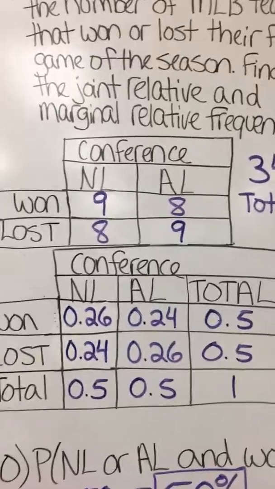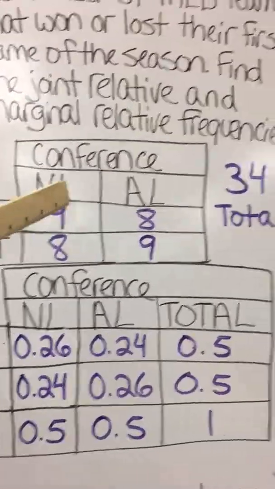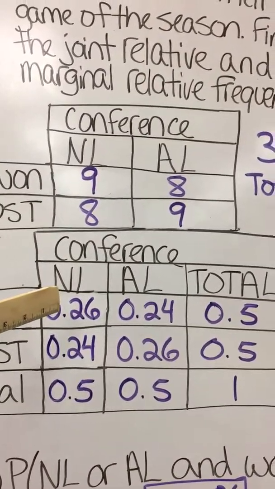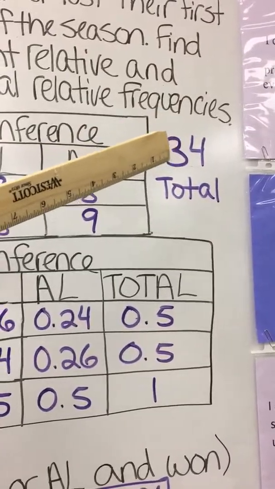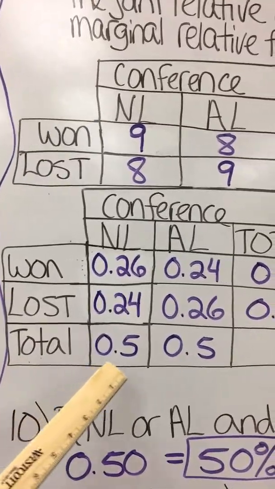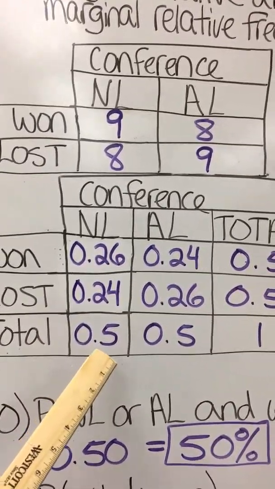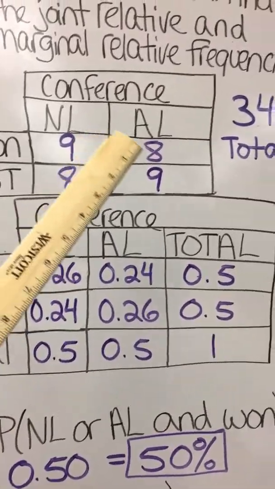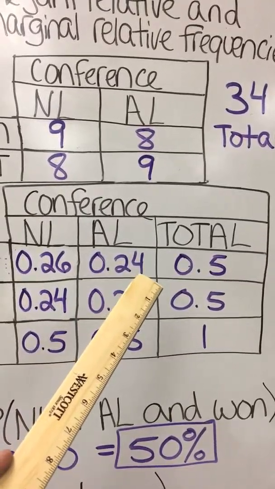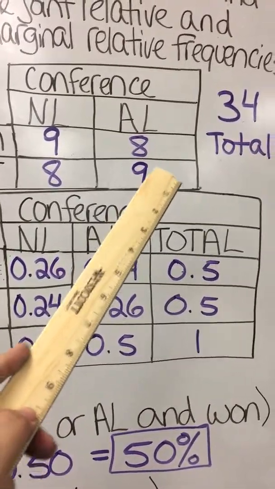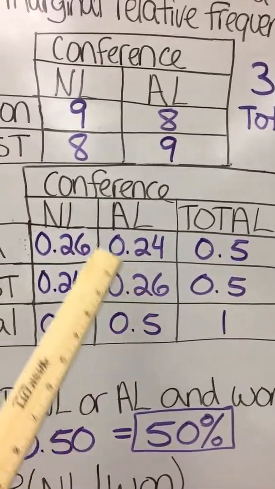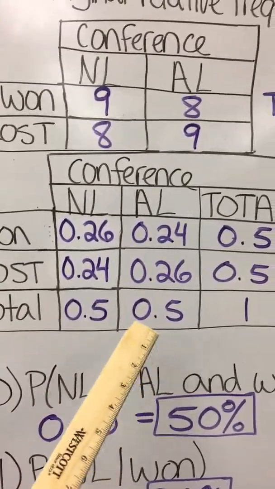How we find that is 9 divided by 34 gives you 0.26. Then 8 divided by 34 gives you 0.24. Add those two up for the total, top to bottom, and that gives you 0.5. For the second row, we do 8 divided by 34 to give you 0.24. Then 9 divided by 34 gives you 0.26. Add top to bottom, and you get 0.5 again.